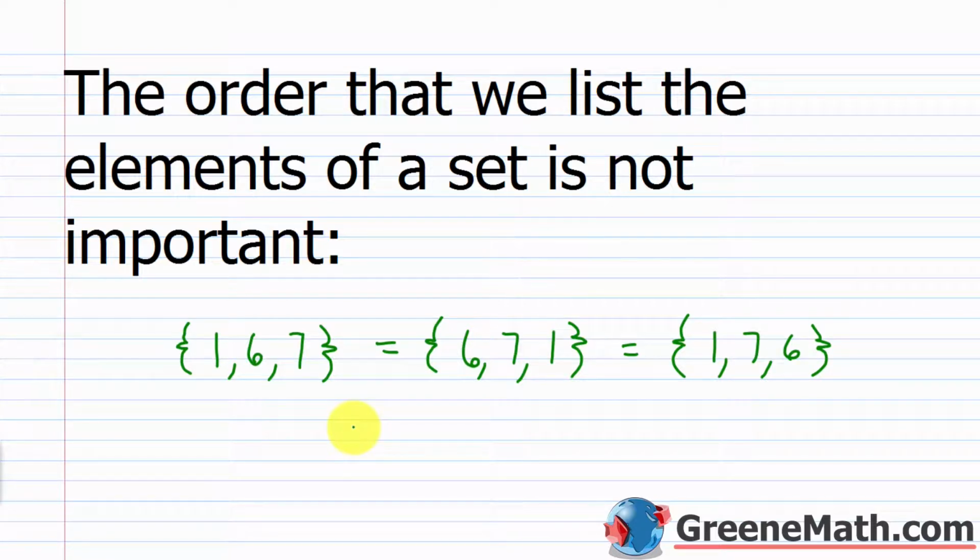What's important are the elements or the members of the set. If this set contains 1, 6, and 7, and this set contains 1, 6, and 7, and this set contains 1, 6, and 7, they're equal because the members or elements are the same.